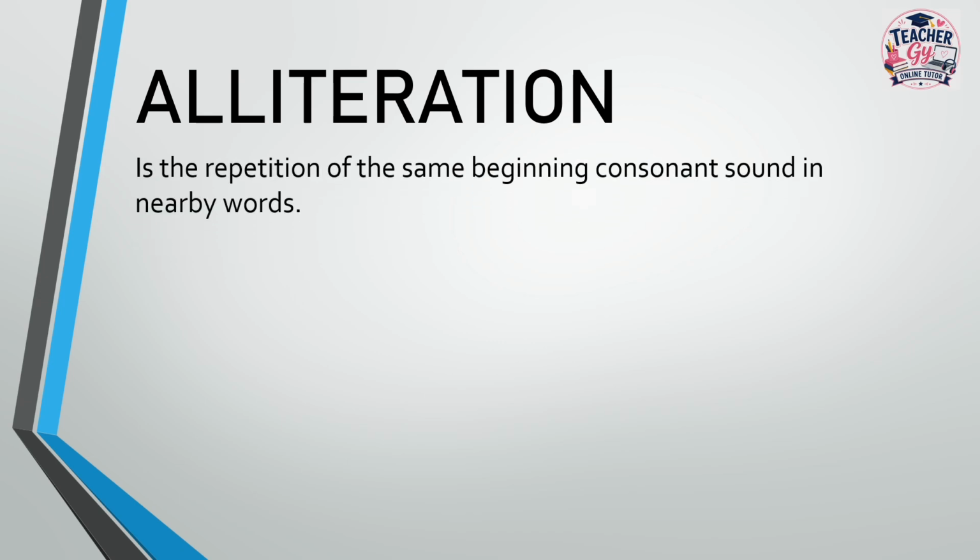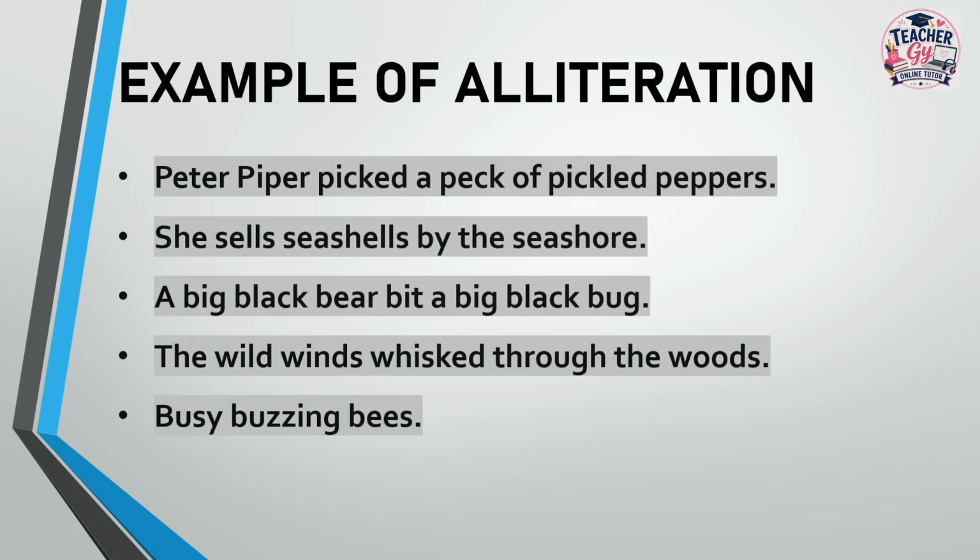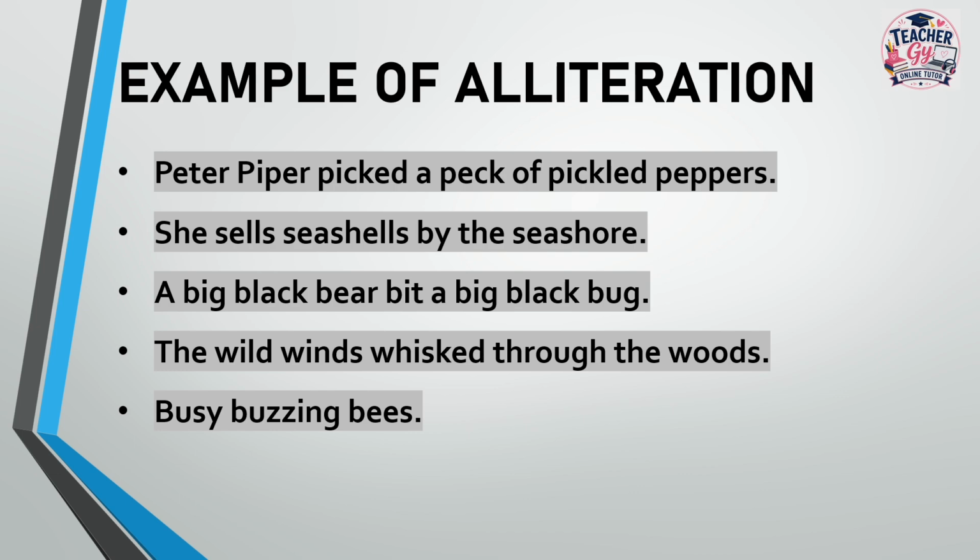Alliteration is the repetition of the same beginning consonant sound in nearby words. It creates rhythm and makes phrases easier to remember. Examples of alliteration include: Peter Piper picked a peck of pickled peppers. She sells seashells by the seashore. A big black bear bit a big black bug. The wild winds whisked through the woods. Busy buzzing bees. Notice how the beginning sounds are repeated.